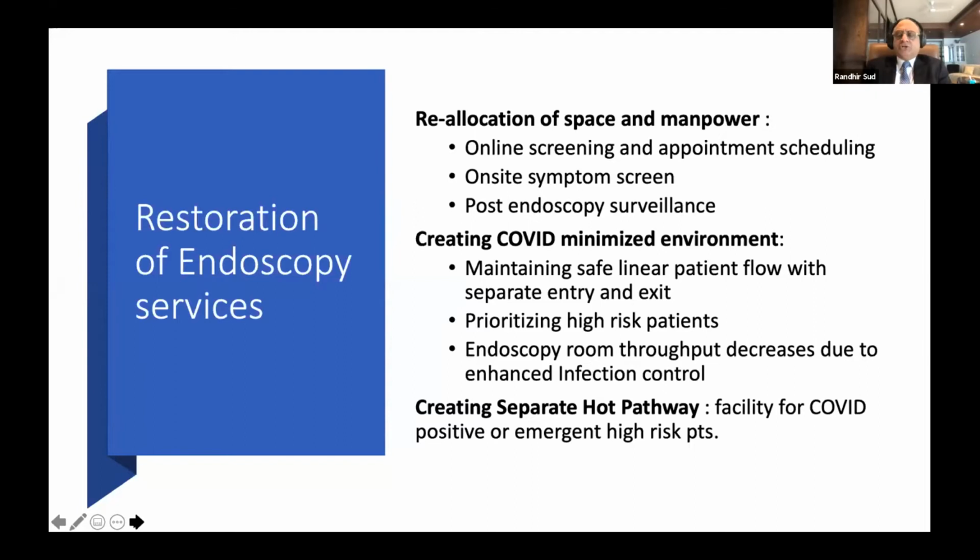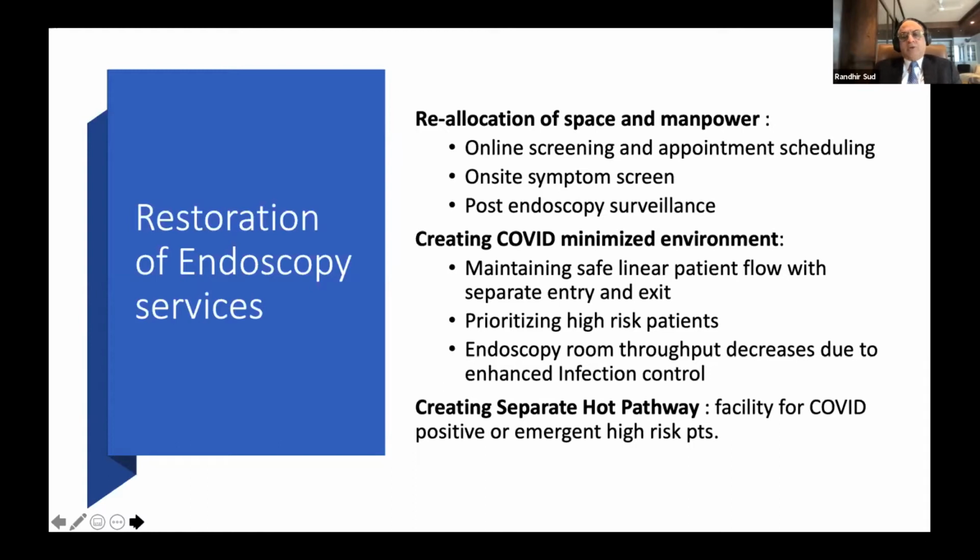And we should schedule our patients knowing very well that endoscopy throughput will decrease due to enhanced infection control in process, because the room turnover will take longer.